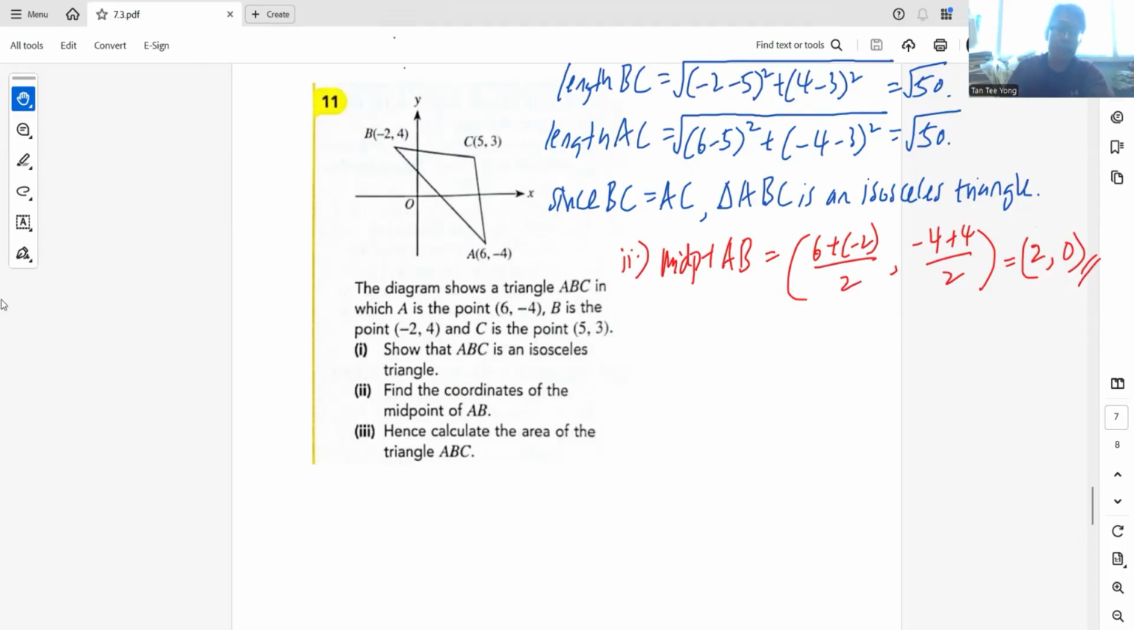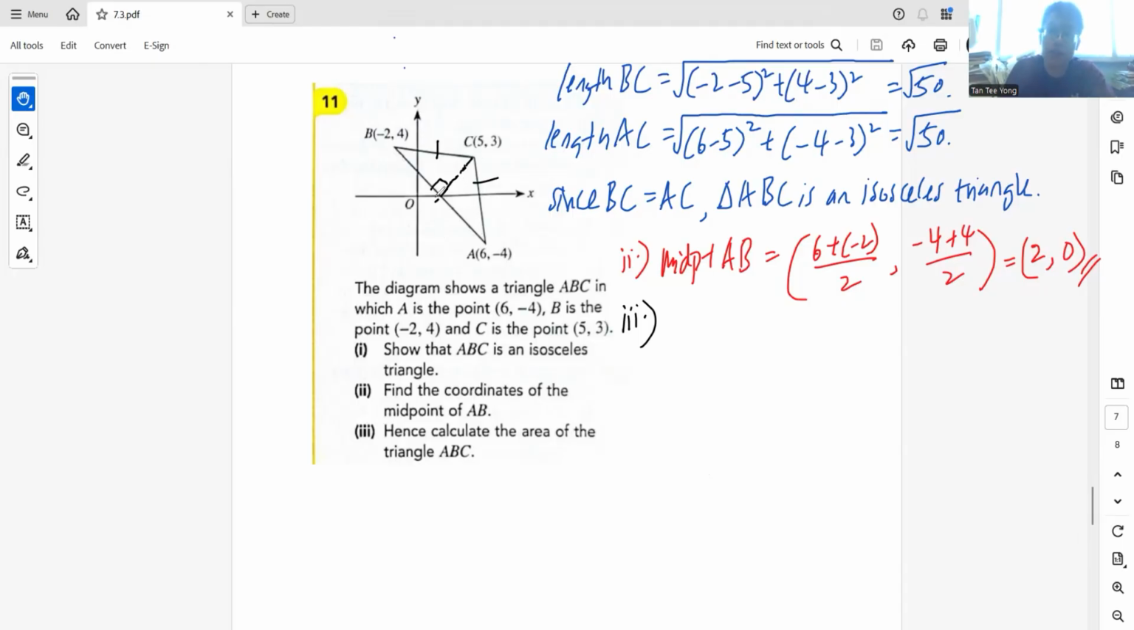Then the last one, part 3. Hence, calculate the area of triangle ABC. What we are going to do is half the base times the side, I guess. Wait, because this is an isosceles triangle, we can find out. We definitely need the perpendicular height, and we need AB as well.